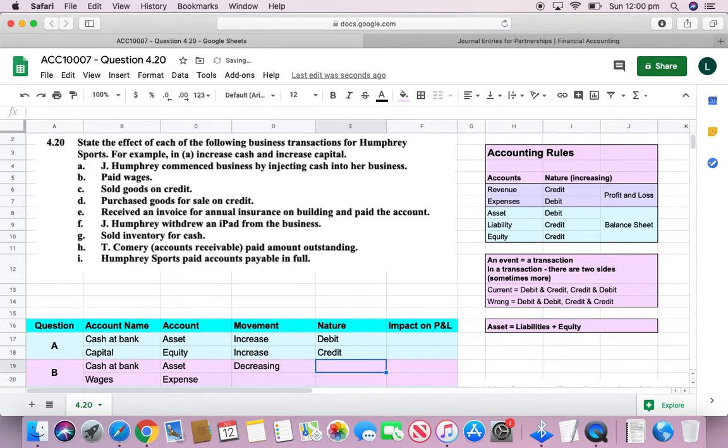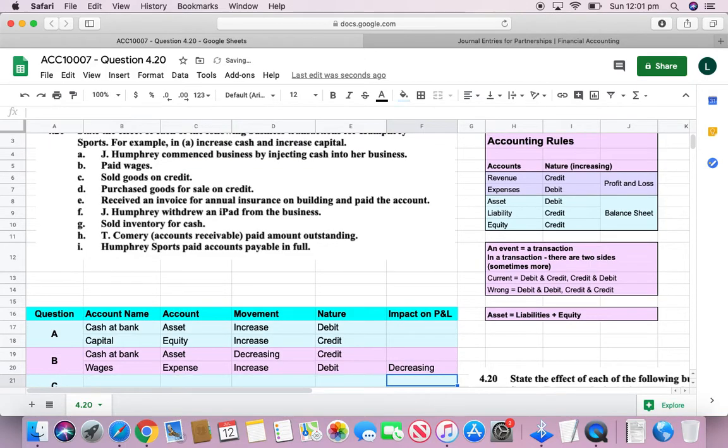So the nature of an asset is a debit, but we're flipping it because it is decreasing. Wages expense is increasing, which is debit nature. Do we have impact on P&L? Yes, we do. We've got the expense here. If we've got an expense and it's increasing, that means our overall profit is decreasing.